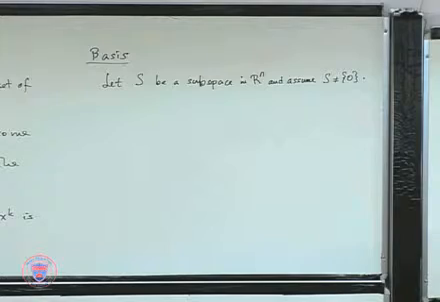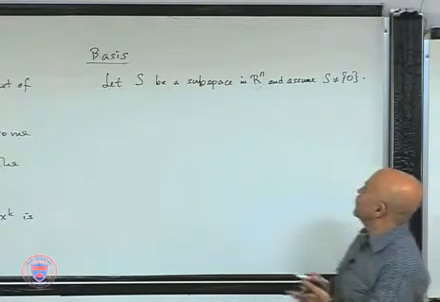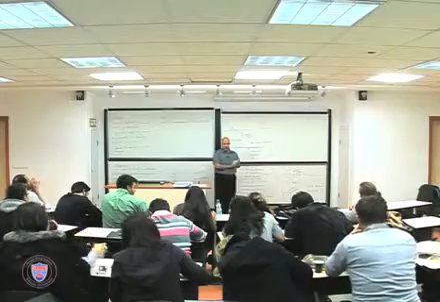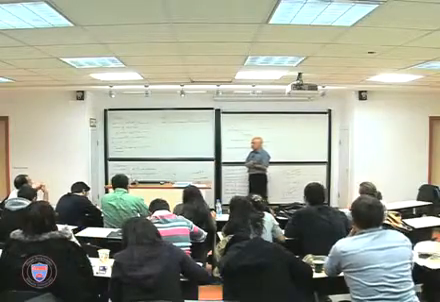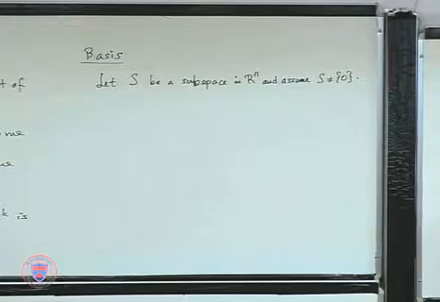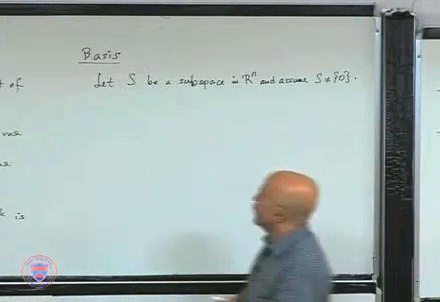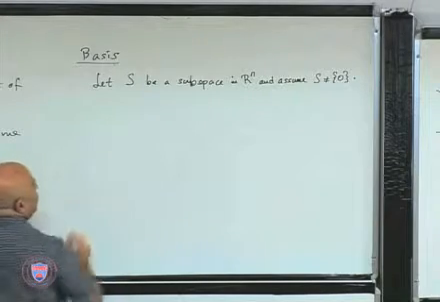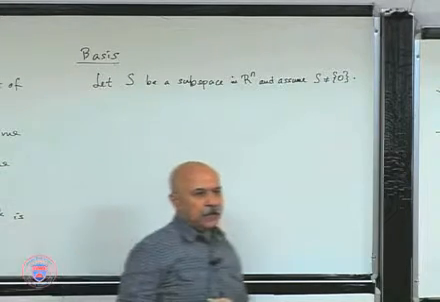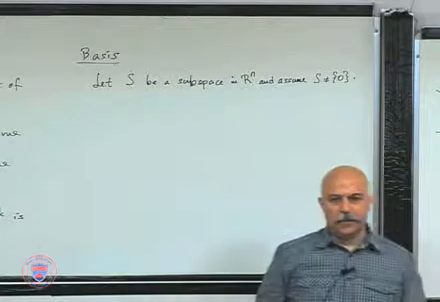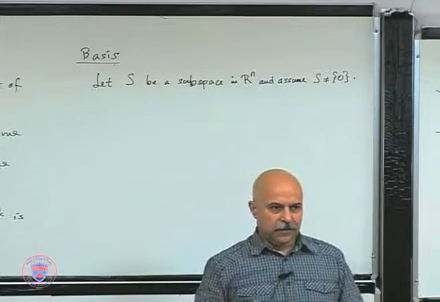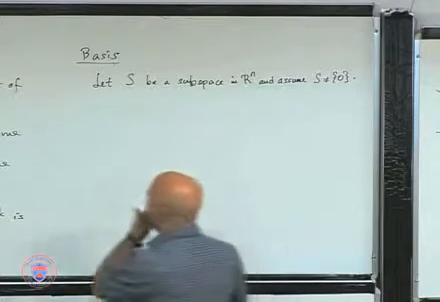Let's assume we have a subspace S in the n-dimensional space, and let's just assume it's not the origin. It contains the origin, but more than the origin. How do we define a basis? It's a collection of linearly independent vectors whose span actually equals S. That's the definition of a basis.